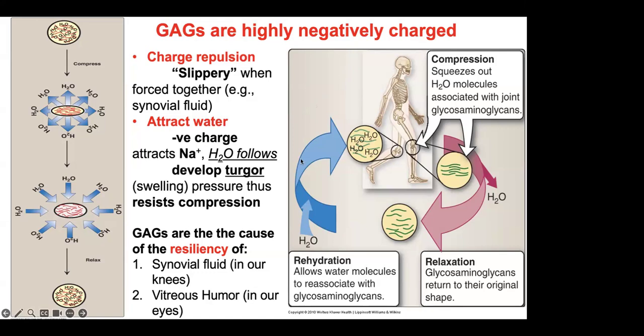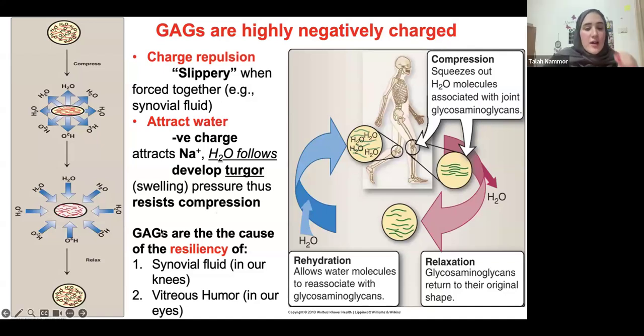Yes. Okay, so GAGs are the cause of the resilience of synovial fluid and vitreous humor. So the synovial fluid, where is it found? In your joints. And the vitreous humor is the thing that makes up our eye. You are going to take HNS in second year and study the anatomy of the eye. But it's the thing that makes the eye like a globe, and it makes it full. This is the vitreous humor. Okay?